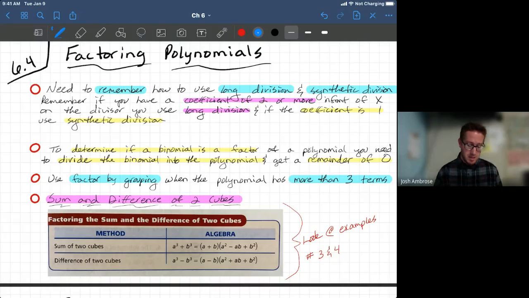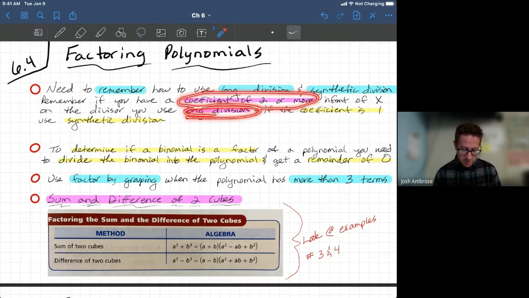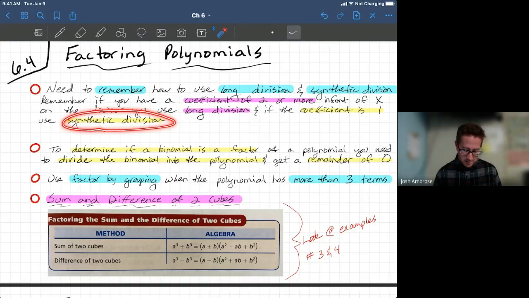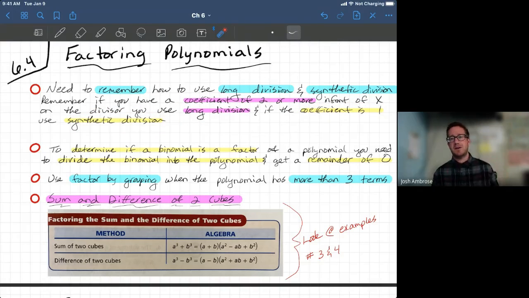All right, so let's just jump into it here. Factoring polynomials, as you can see, remember long division and synthetic division. For the example problem that we're doing today, it's going to be focused on synthetic division, nice and easy. And you remember long division goes with coefficients of 2 or more, synthetic division with a coefficient of 1. Okay, so again, follow the color coordinated notes there. It's a little helpful.